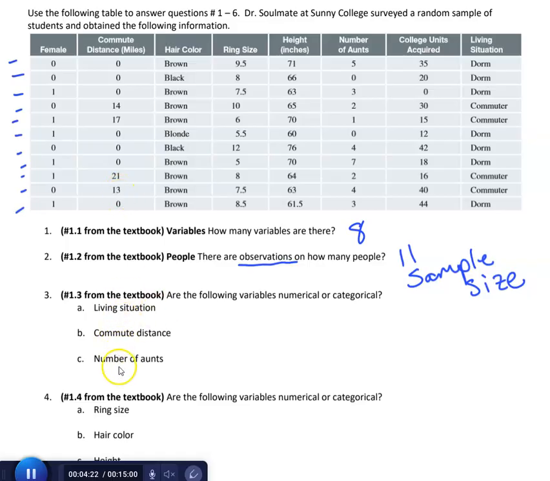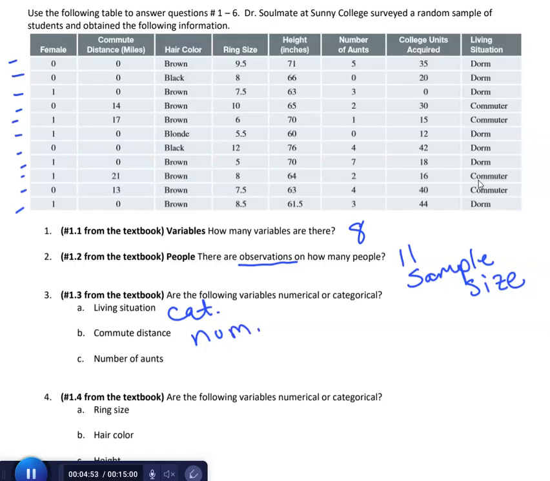Let me go through the questions they asked. They said living situation. Living situation refers to some sort of quality or classification. So whether you lived in a dorm or you were a commuter student, that was your living situation. So that means this would have been categorical data. The commute distance, let me go back to that for a second. Can I find the average number of miles students in this sample commuted? And I can, so that means that is numerical data.